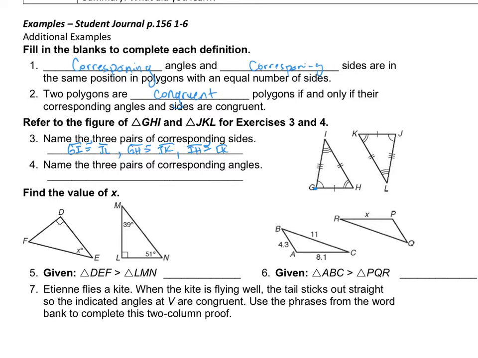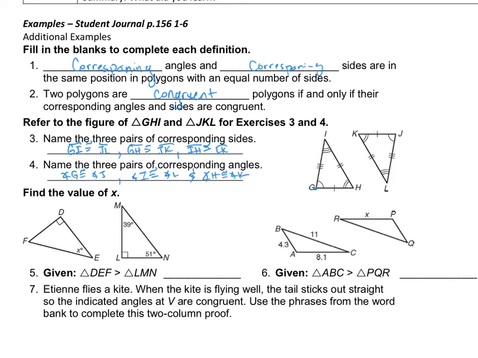Okay, name the three pairs of corresponding angles. So angle G would be congruent to angle J. Angle I would be congruent to angle L. And angle H would be congruent to angle K.